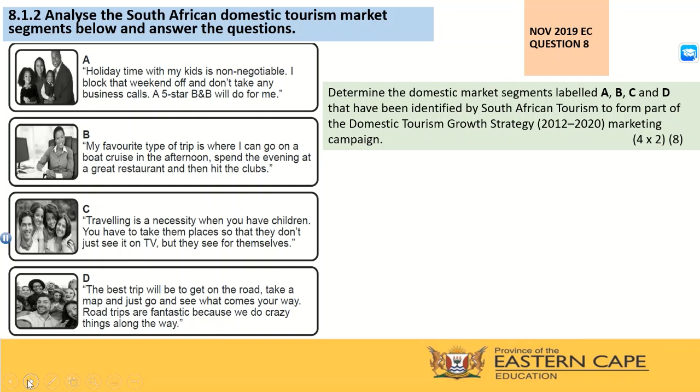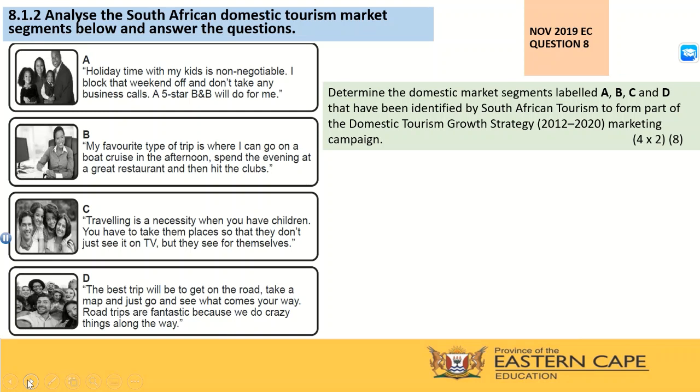We have a black family. You can see that they view holiday time as being non-negotiable, but specifically with children. The statement says that the parent does not take business calls that weekend, but blocks the weekend off completely. But you will also see that they have the financial resources to stay in a 5-star bed and breakfast.